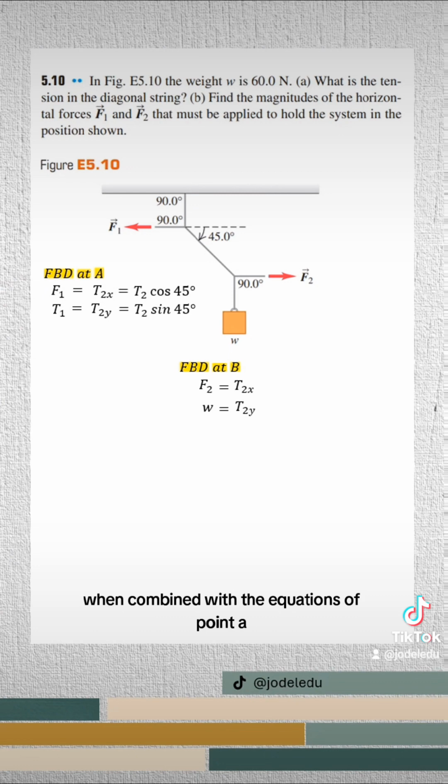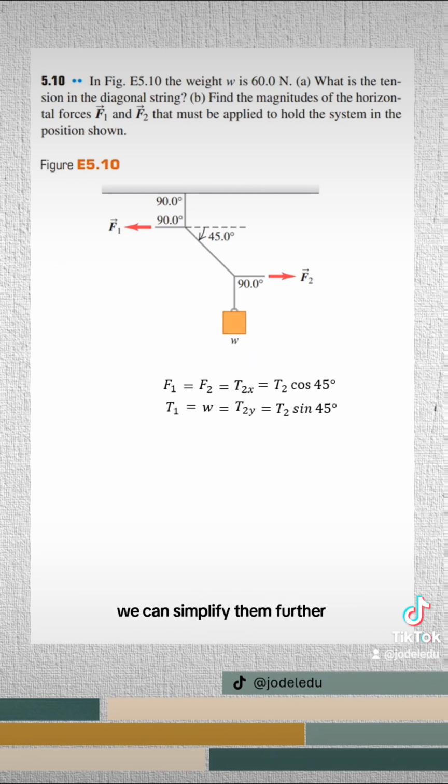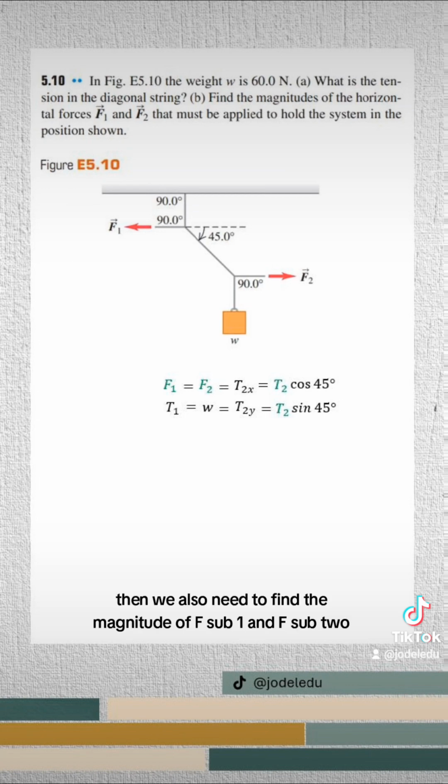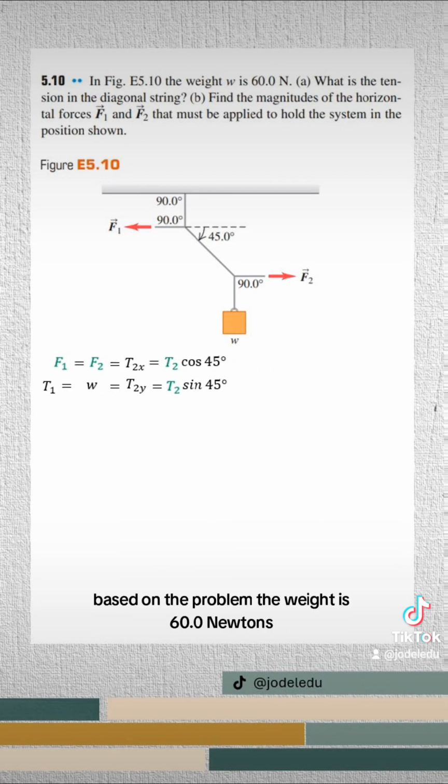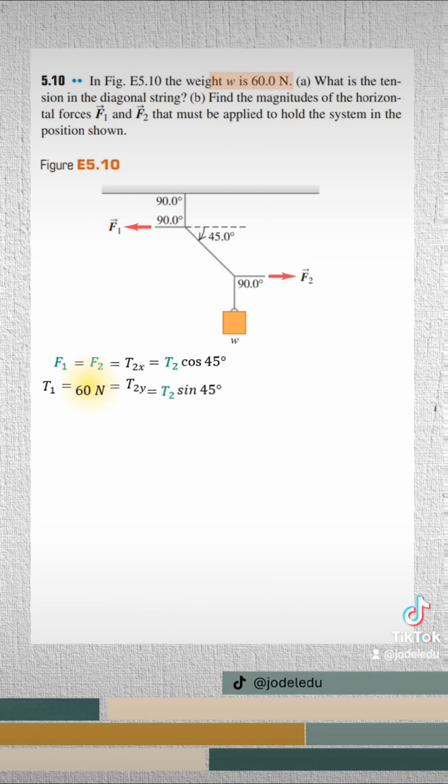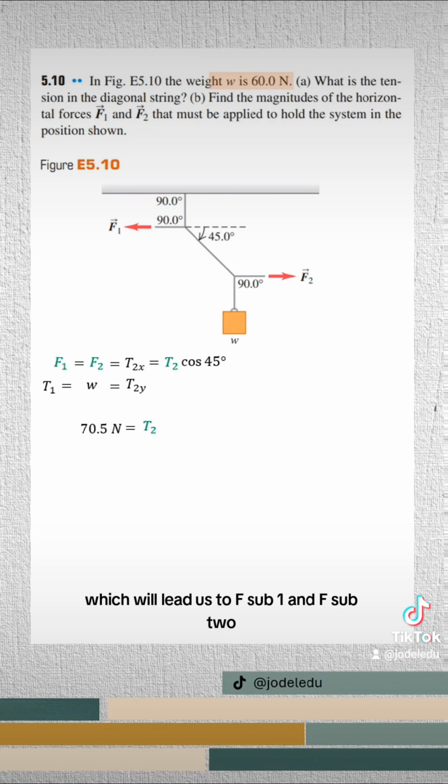When combined with the equations at point A, we can simplify them further. Let's revisit the problem to check what is needed. Tension in the diagonal string is T sub 2, so we need to find its value. Then we also need to find the magnitude of F sub 1 and F sub 2. Based on the problem, the weight is 60.0 newtons. This will give us T sub 2, which will lead us to F sub 1 and F sub 2.